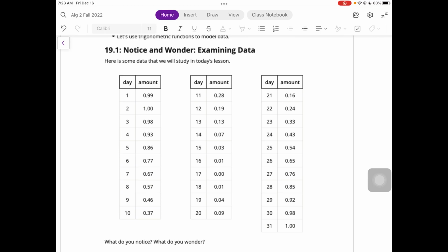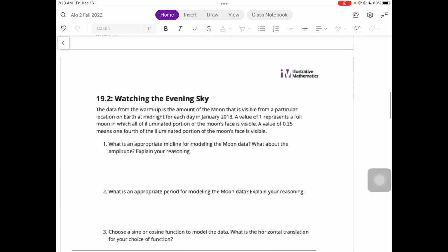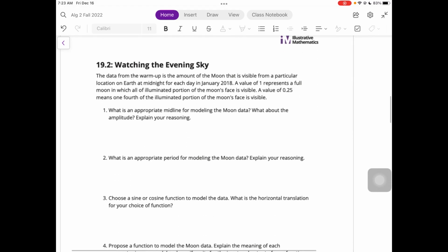Is this for one particular month? Because it says 31 days, so it could be a specific month. Or it could just be 31 days. Who knows? All right, so let's take a look at 19.2, watching the evening sky.